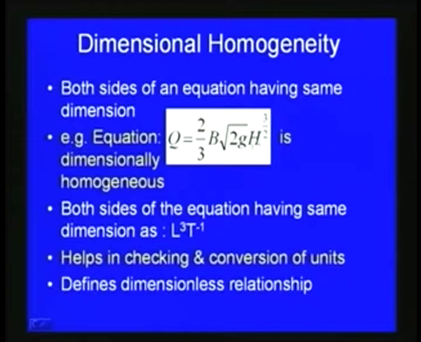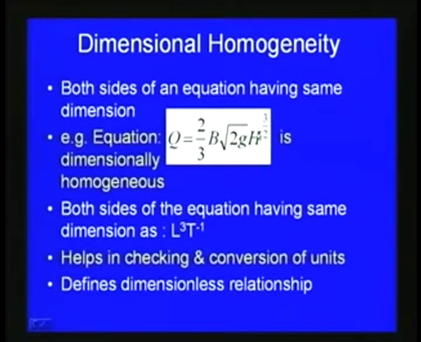If you analyze this equation, on the left hand side it is discharge. The discharge unit is meter cube per second, so the dimension is L cube into T to the power minus 1. And here 2 by 3 and all these are constants, and then B, the unit is length or L, and then H, the unit is L.